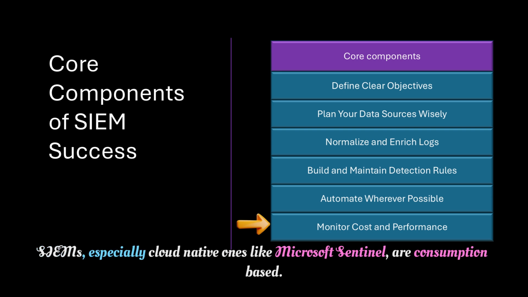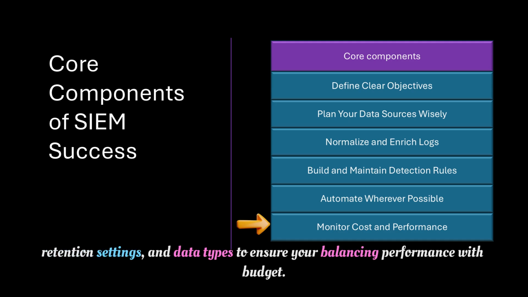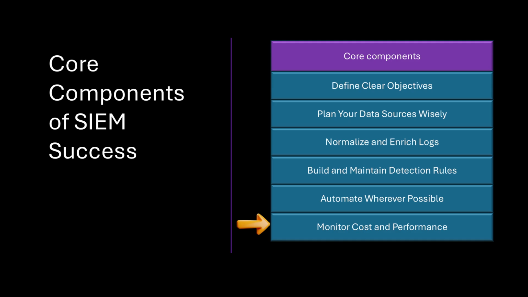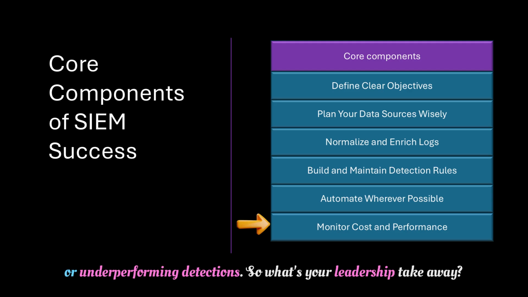SIEMs, especially cloud-native ones like Microsoft Sentinel, are consumption-based. If you don't monitor usage, costs can spiral. You should regularly review ingestion rates, retention settings, and data types to ensure you're balancing performance with budget. Use analytics to identify noisy log sources, unused queries, or underperforming detections.